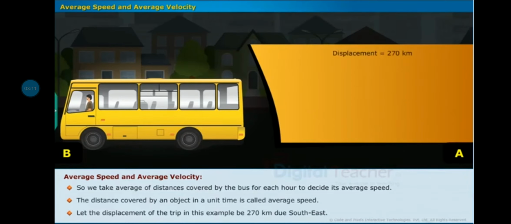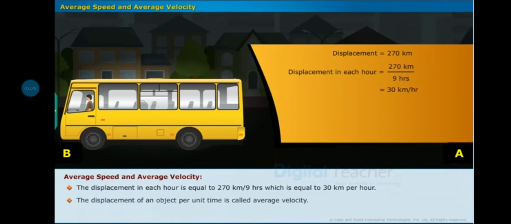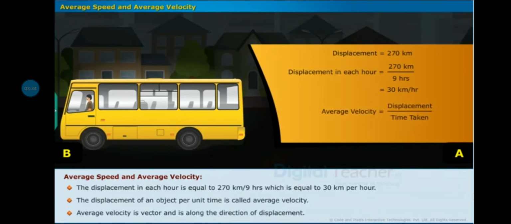Let the displacement of the trip in this example be 270 km due southeast. The displacement in each hour is equal to 270 km per 9 hours, which is equal to 30 km per hour. The displacement of an object per unit time is called average velocity. Average velocity is a vector and is along the direction of displacement.